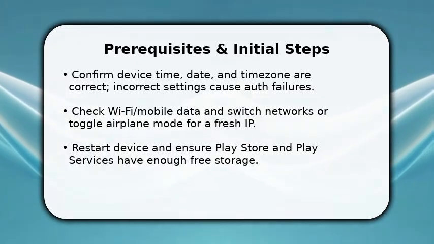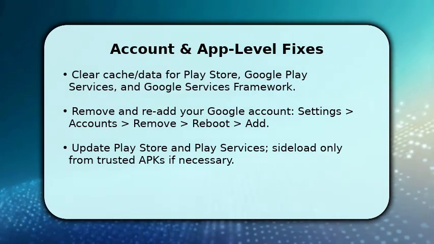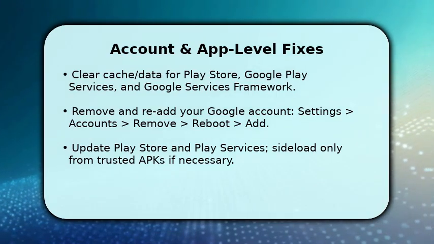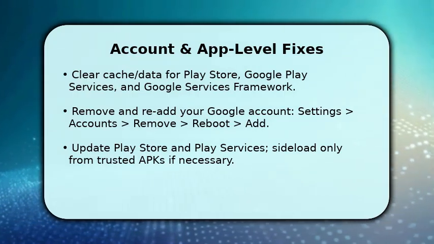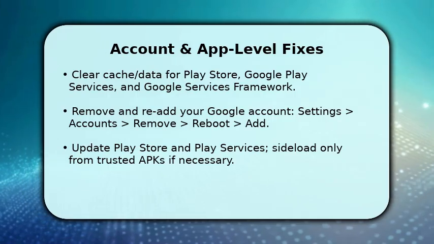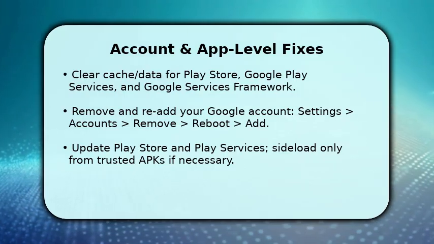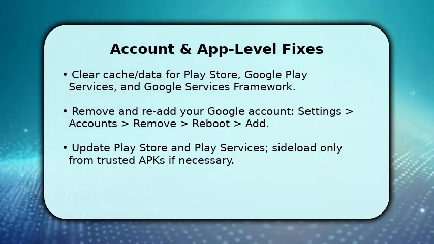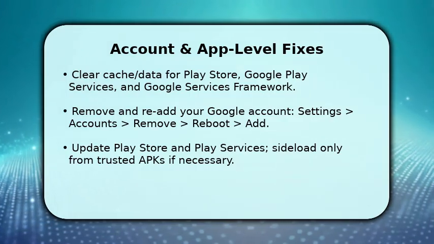Next, you dig into account and app-level remedies that solve persistent server errors. Clear cache and data for Play Store, Google Play Services, and Google Services Framework to reset corrupted tokens. This forces fresh authentication. If that fails, remove your Google account, reboot, then re-add it so tokens refresh. Make sure Play Store and Play Services are updated. If automatic updates fail, manually install trusted updates.